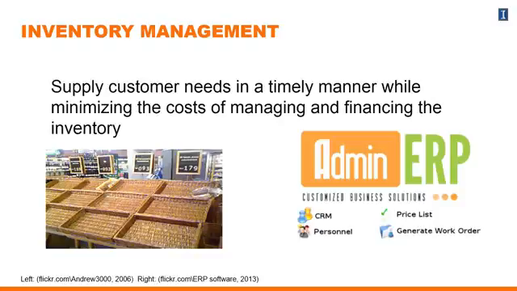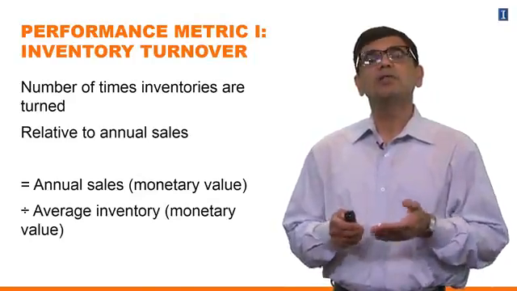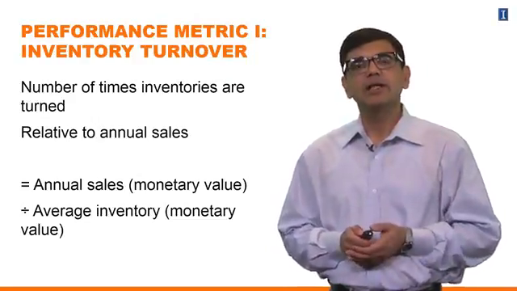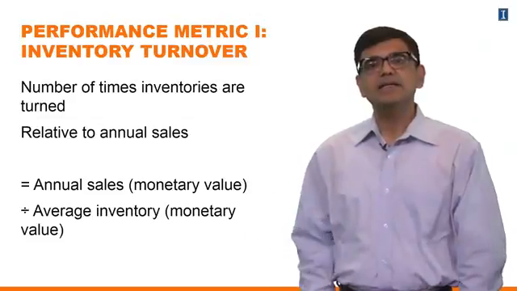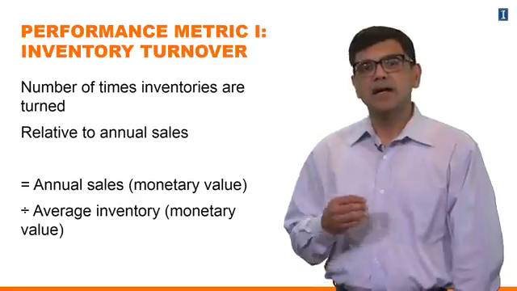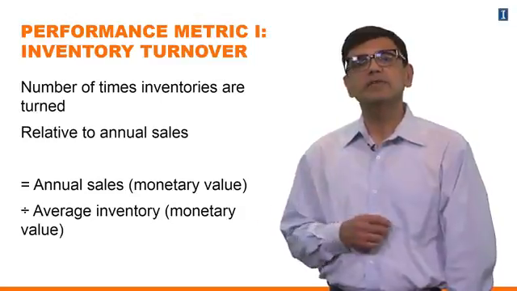So it's being effective in terms of serving the customer. At the same time, it's being efficient in terms of its costs of holding inventory and its costs of managing that inventory. So let's take a look at the first metric that gets at the idea of how a company is performing in terms of its inventory management. This is called the inventory turnover, and the idea is we're looking at how many times the inventory was turned over by the sales. So it's the ratio of annual sales to the average inventory that is held.